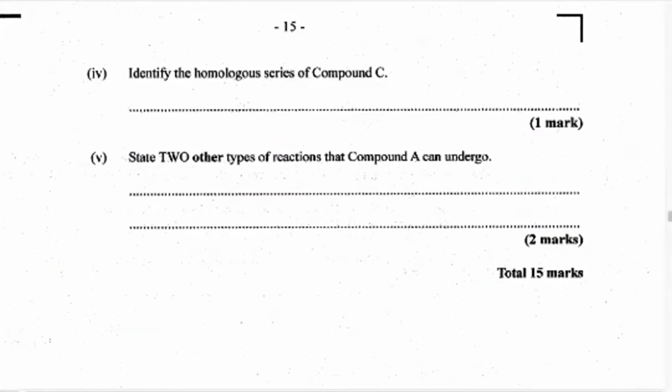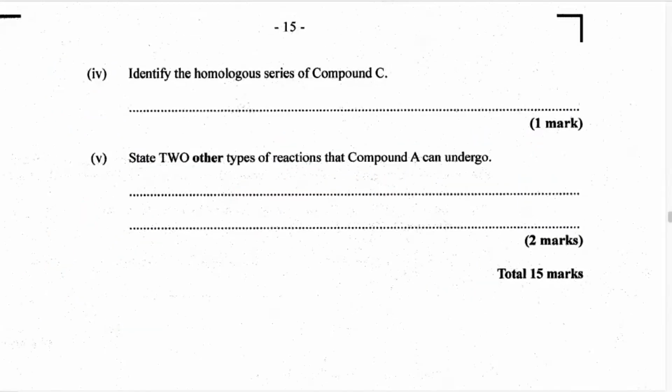We answered part 4 a while ago in saying what compound A and compound B reacted to form. So it's an ester. And we said these are responsible for the lovely fragrance that we get in flowers. So it belongs to the esters. And they said that we should state 2 other types of reactions that compound A can undergo. Compound A, just a reminder, was ethanol.